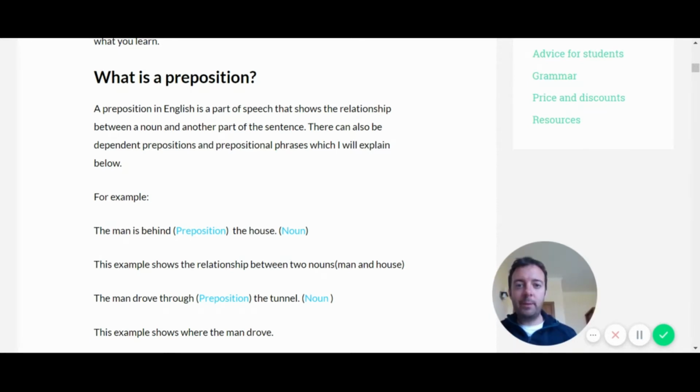And another example could be: I am talking to you, okay? So I am talking, verb, you, a noun. So this is the noun. You're connecting the noun to the verb. So I'm talking to, preposition, you.